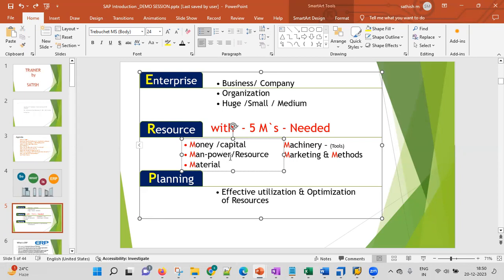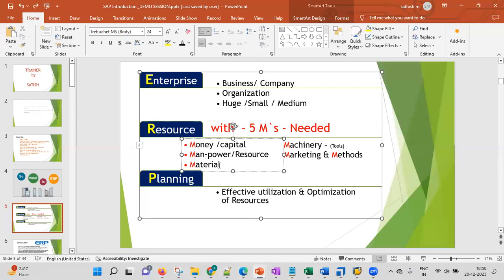Then after that, you require manpower. Manpower means the people who have to work on the machine, or someone who has to do the sales part to bring in projects or customers, or to sell something. Worker, housekeeping, and all those things come under manpower. And material is also required. The third point is material.